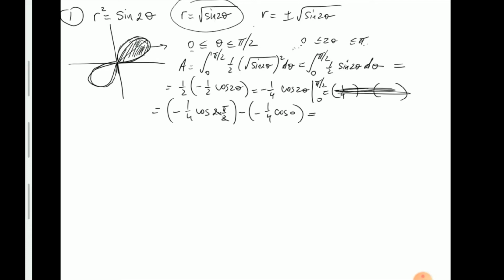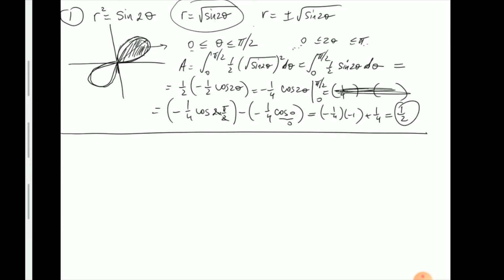Now cosine of pi is minus 1 and cosine of 0 is 1, so that's going to be plus 1 over 4. So 1 over 4 plus 1 over 4, that's going to be 1 over 2. So that's the area of that teardrop.